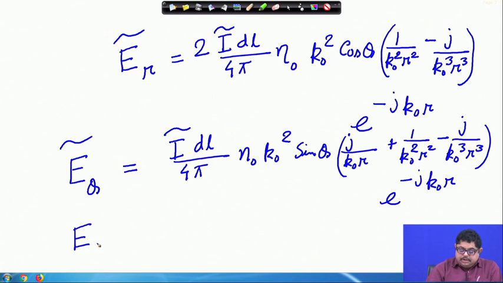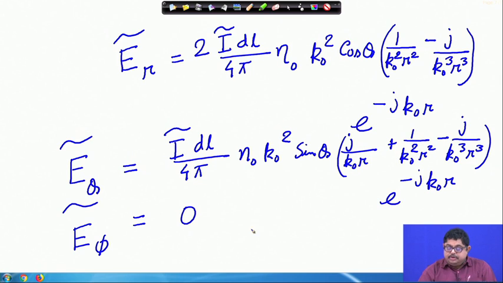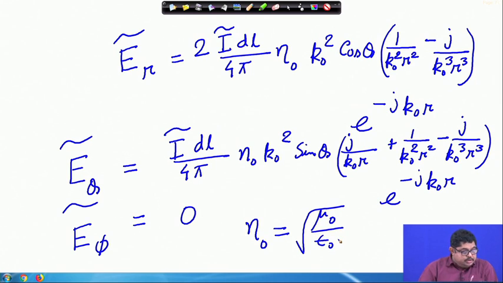And it does not have any E phi component. The magnetic field has a phi component, the electric field does not have any phi component. Here the new term is this eta naught, the intrinsic impedance of free space, given by root over mu naught by epsilon naught.